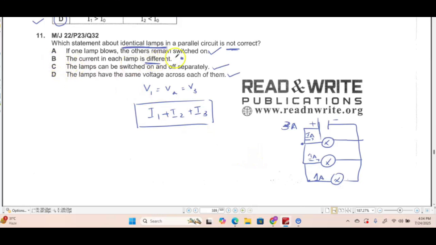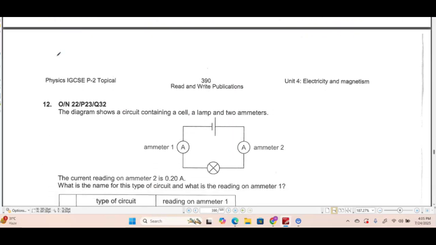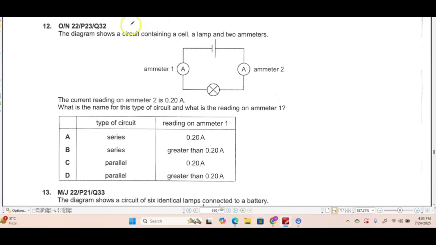Okay? So this is not correct for 3 identical lamps connected in a parallel circuit, and we had to find the answer which was not correct. So B is actually not correct and our correct answer. Okay? Moving on to question number 12. The diagram shows a circuit containing a cell, a lamp, and 2 ammeters.